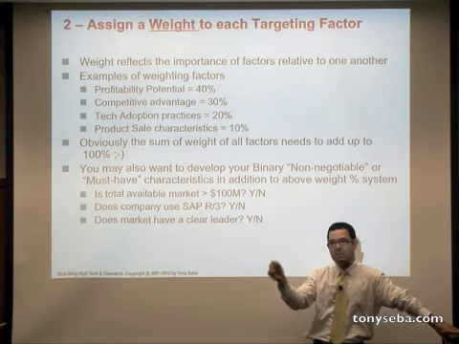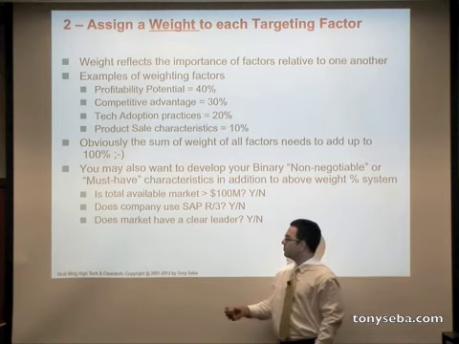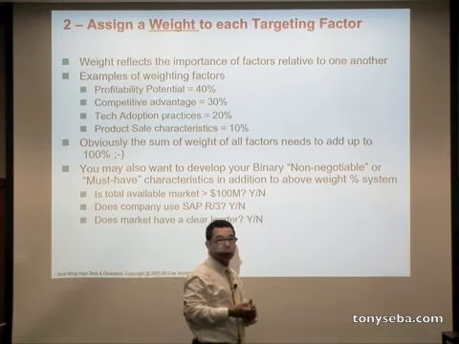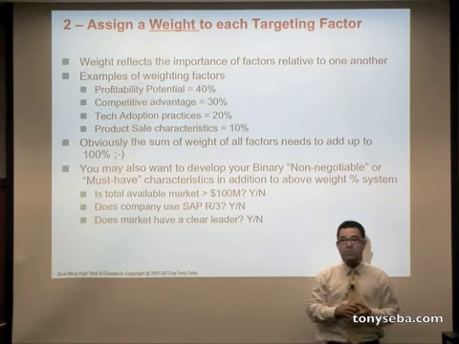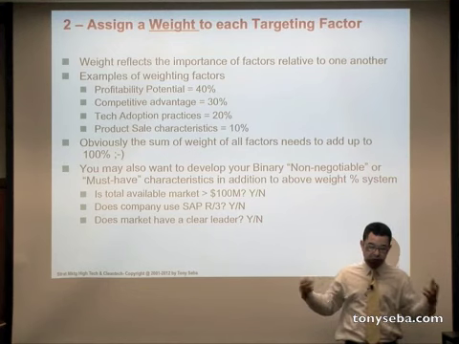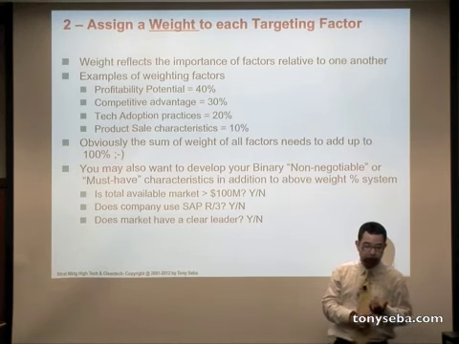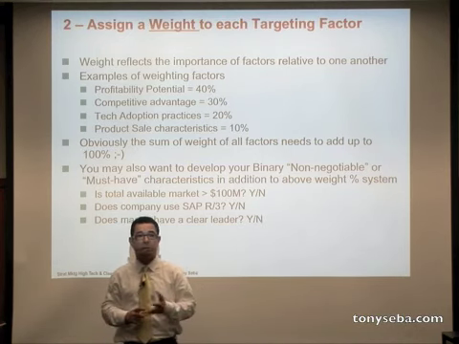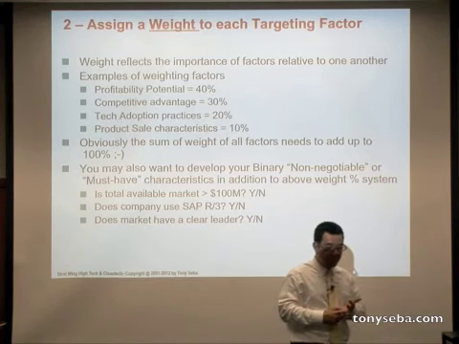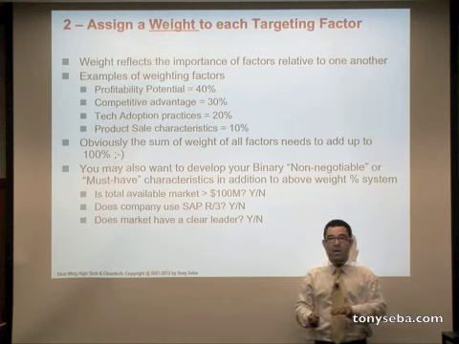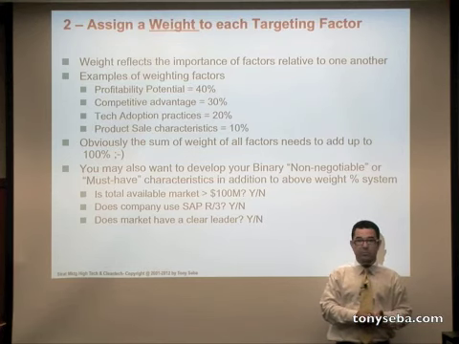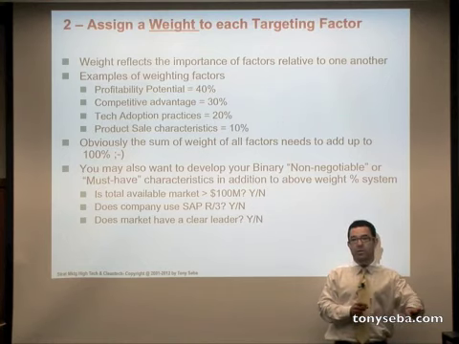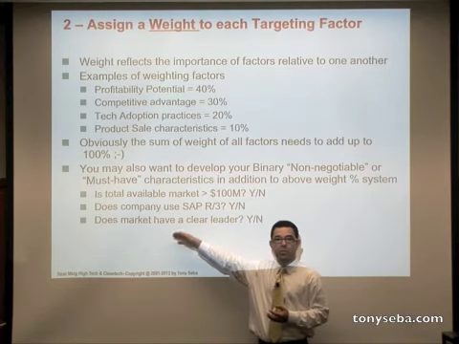So here's where you have to decide what is important to you. Now, you can also have binary. Yes, no. Not just things that add up to 100, but things that say, you know what, is the total available market greater than 100? Yes. Then we can continue. No, don't even bother. Does the company use SAP R3? Yes, then let's do it. Otherwise, don't even bother. And so on, right? Does the market have a clear leader? Yes or no? If yes, don't bother. So these are binary choices.